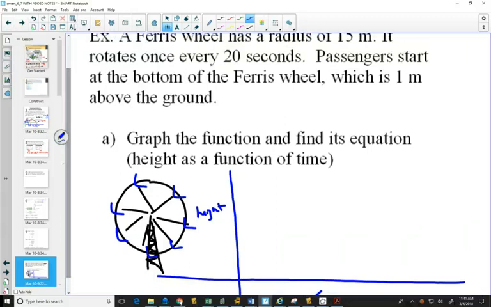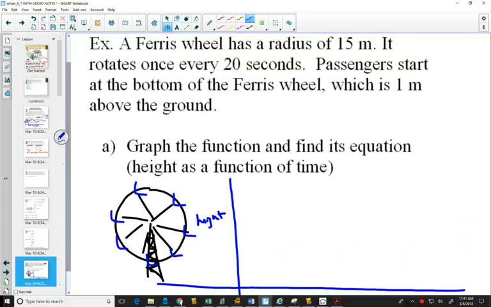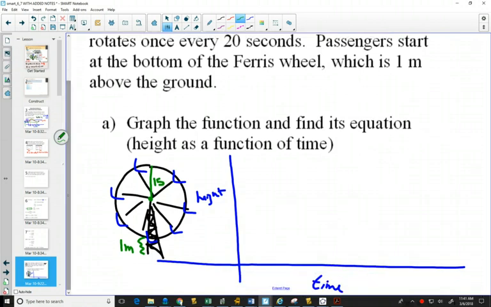This Ferris wheel has a radius of 15 meters. So if I label that on there, I know that that's 15 meters. Passengers start 1 meter above the ground, and it rotates every 20 seconds. So some things that I know on my graph already. I know that 1 meter above the ground is where I get on it at the beginning.